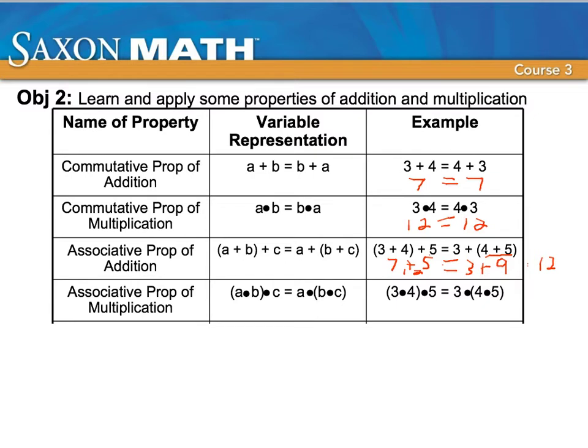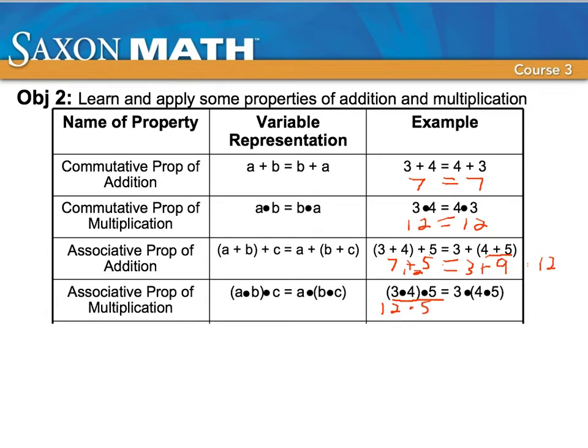Okay, so again, we've got our variable representation right here. Remember, the dots are for times. Again, all the parentheses mean is that's what numbers I should multiply together first. Okay, so if I look at the example, on the left-hand side, what would you do first over here? Okay, according to the order of operations, would you do 3 times 4 or 4 times 5? The correct answer should be you do 3 times 4, not because it comes first, but because it's in parentheses. Okay, so 3 times 4 is 12 times 5.